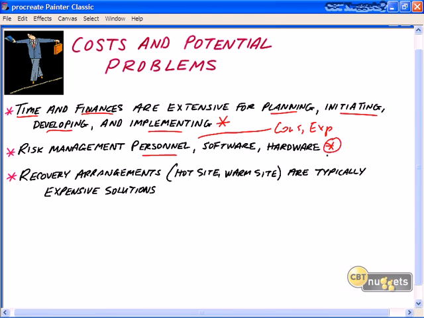Also, there's the cost of your recovery arrangements, whether they're cold site, which is basically equipment just sitting there without operating systems loaded or applications loaded, basically servers and network infrastructure, maybe a warm site or a hot site. The hotter it gets, the more expensive and time-consuming it's going to be. Keep that in mind. Those are the costs, which are great, and there's also some potential issues.